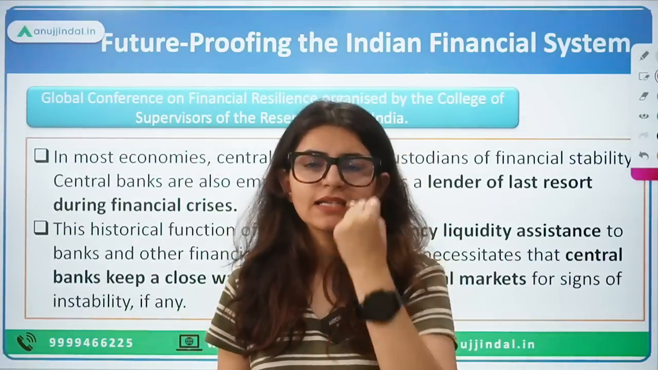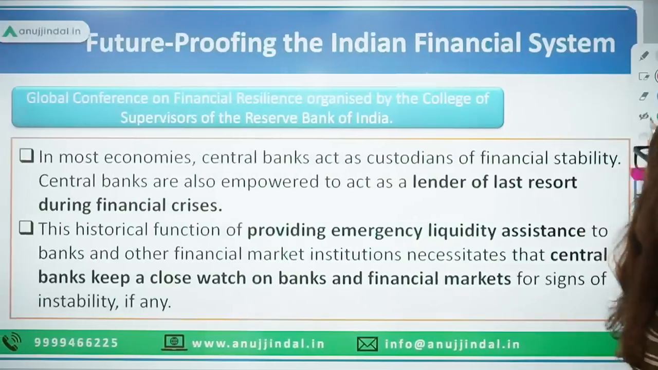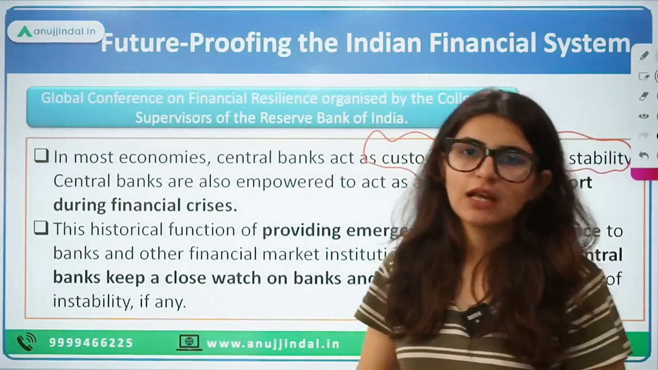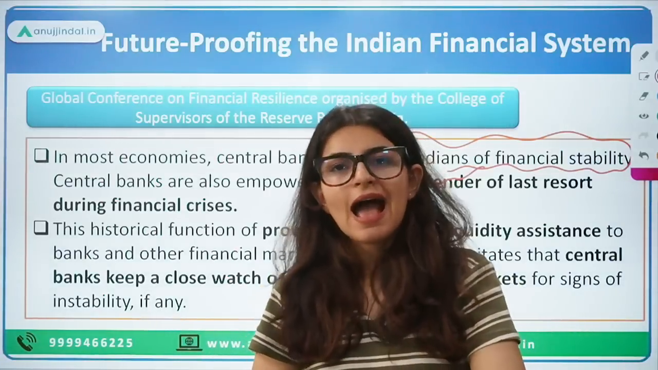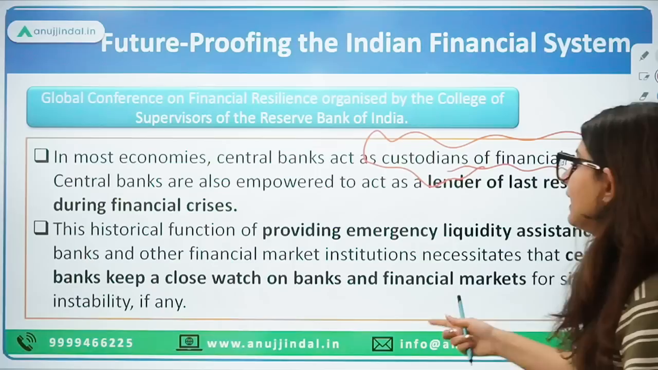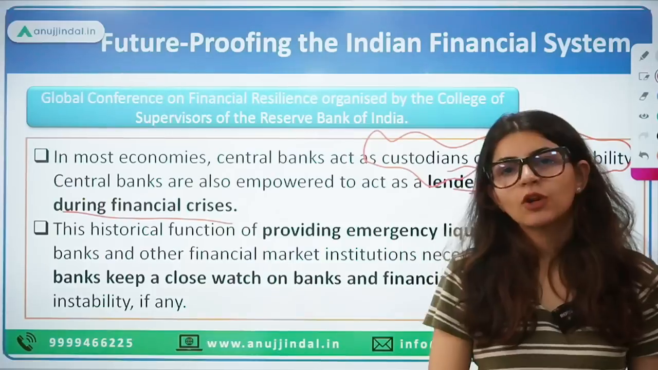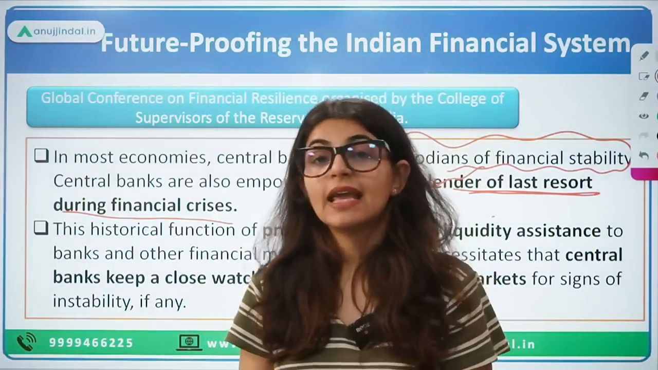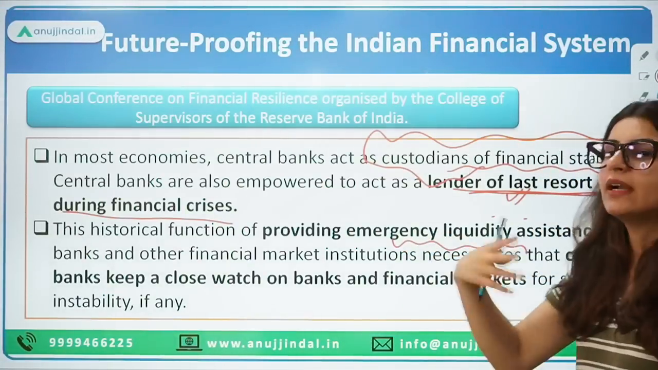Ab RBI ka ya kisi bhi central bank ka sabse bada function hota hai to be a custodian of financial stability. Koi bhi instable situation aati hai, the central bank takes various measures and brings the banks out of a difficult situation. Uske ilawa it is a lender of last resort during financial crisis. Agar koi bank crisis situation mein hai ya agar liquidity nahi hai banks ke paas, they become the lender of last resort and they provide emergency liquidity assistance.